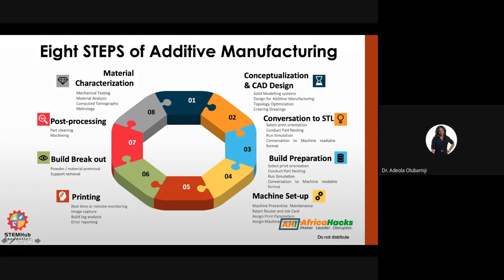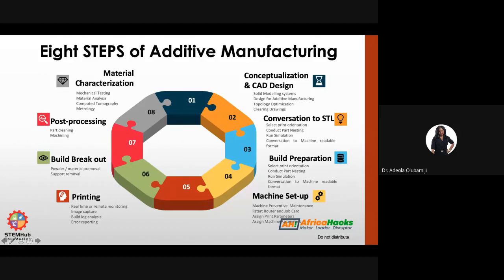You convert to STL, then you do your build preparation. In 3D printing, you can make more than one part in one build for some of the technologies, but for some, you have to make one part at a time. For those that allow you to make more than one part in a build, you have to do a build layout where you nest the parts. I'll explain a bit more.